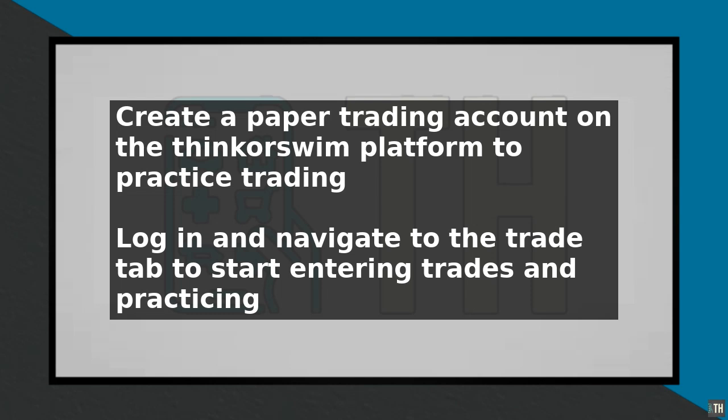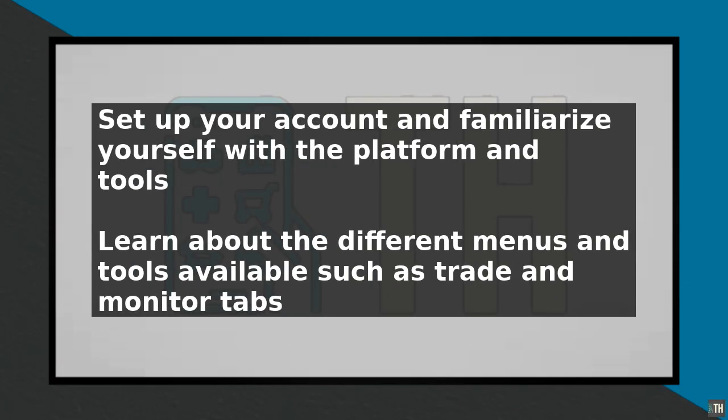The first step in using Thinkorswim paper trading is to set up your account and familiarize yourself with the platform. This includes learning about the different menus and tools available, such as the Trade tab and the Monitor tab. The Trade tab is where you will enter your trades, and the Monitor tab is where you can view your positions and account balances.